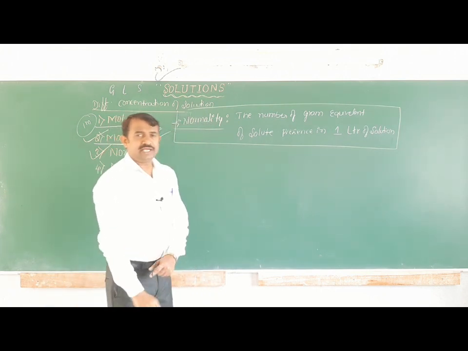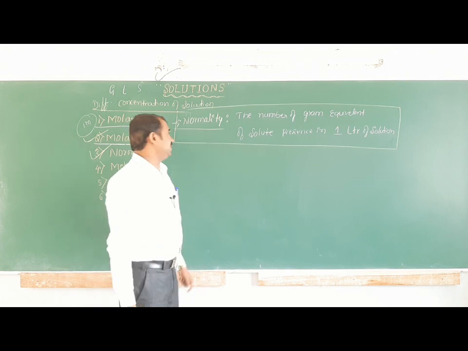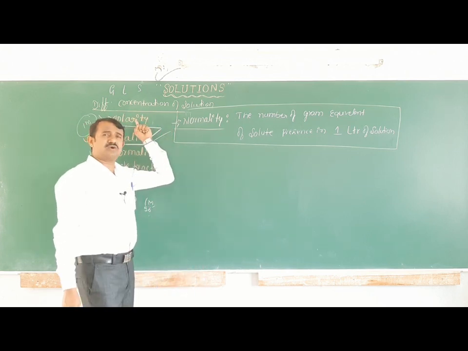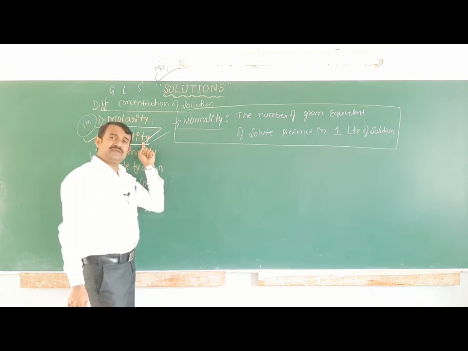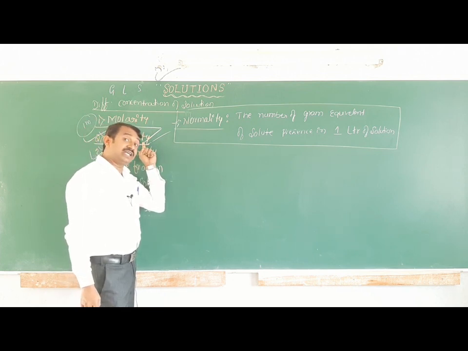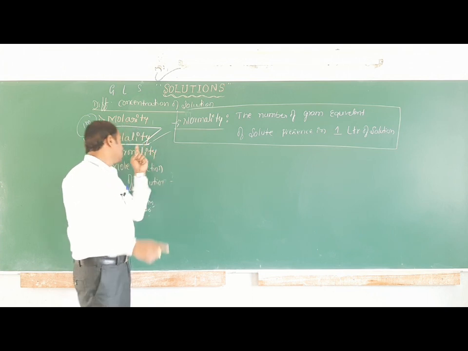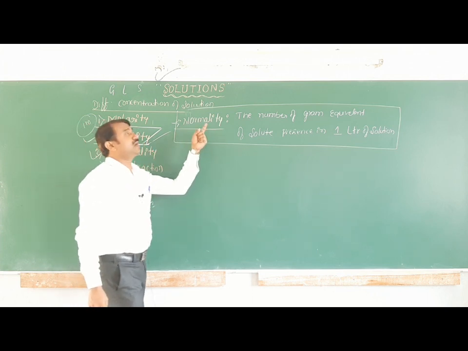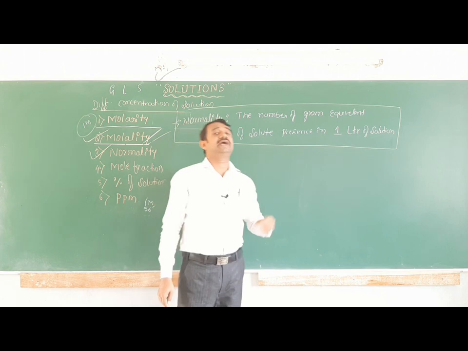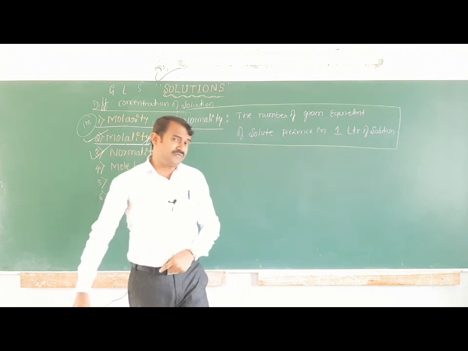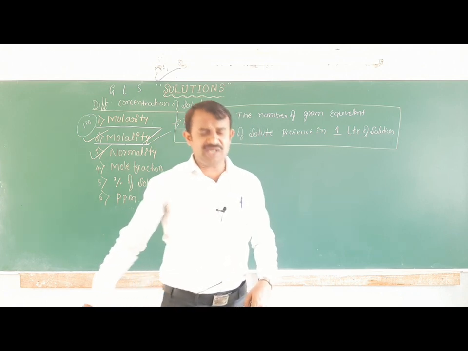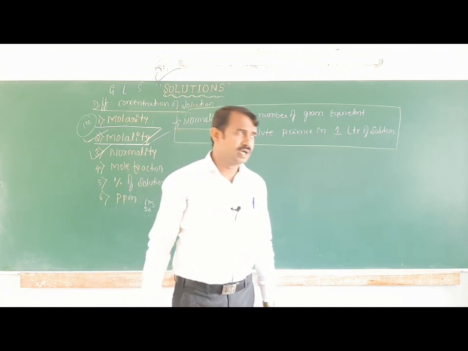molality. Here, molarity means the number of moles of solute present in 1 liter of the solution. Molality means the number of moles of solute present in 1 kg of solvent. Normality means the number of gram equivalents of solute. What is gram equivalent? You can raise the question, sir, what is gram equivalent weight?